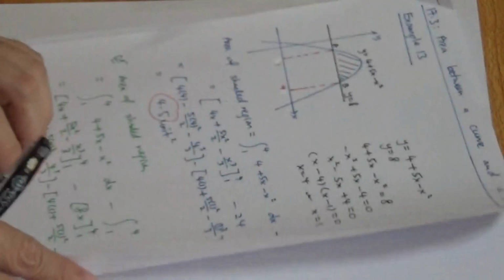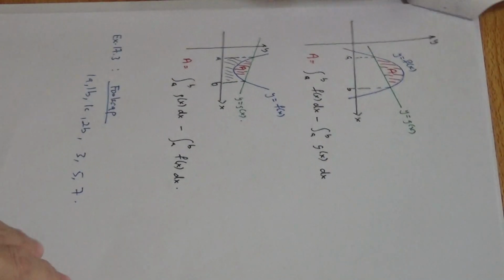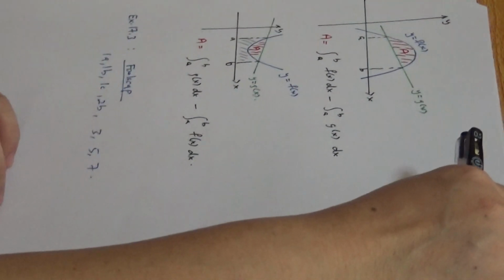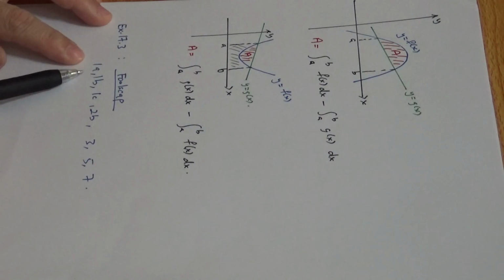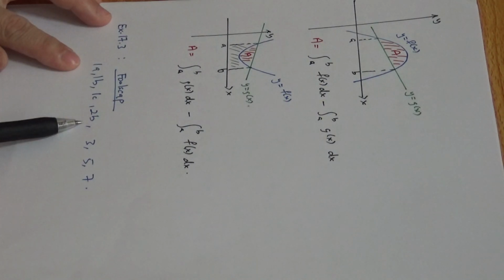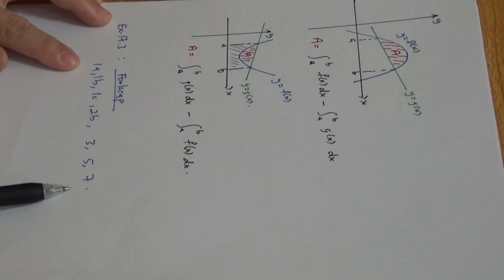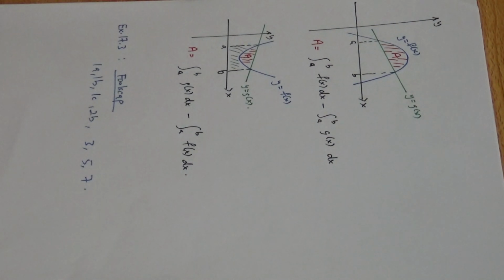17.3. Now, what homework are you supposed to do? You are supposed to do this homework on the foolscap paper. Exercise 17.3, 1A, 1B, 1C, 2B, 3, 5, and 7. Okay, now remember, you are to do your homework first before you check the answer that's on the next video. Do not just copy, because it will not do you any good. Alright, so that's for section 17.3.